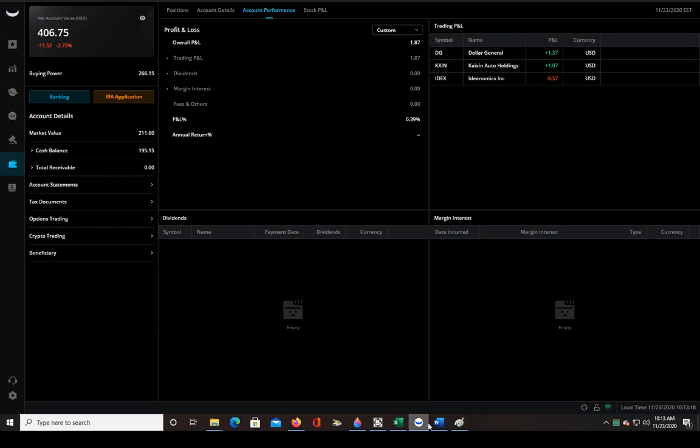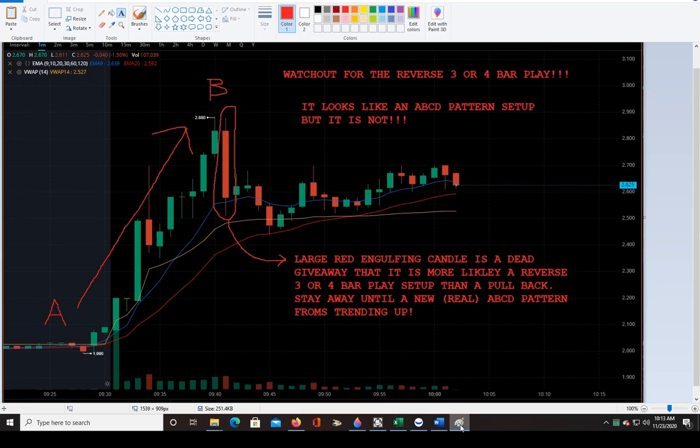So anyway, I thought this was a really important video, especially for me, if not for you guys, to make an example out of this, because I've been hit by this a couple of times this month, and I'm just overlooking the fact that this could be a 3 or 4 bar reverse play instead of a pullback. But now I think I'm finally getting hip to it. You get blinders on because you're thinking about the setup you're looking for, and you're making it kind of fit that setup. And you're not thinking about, well, what other setups could be forming here?